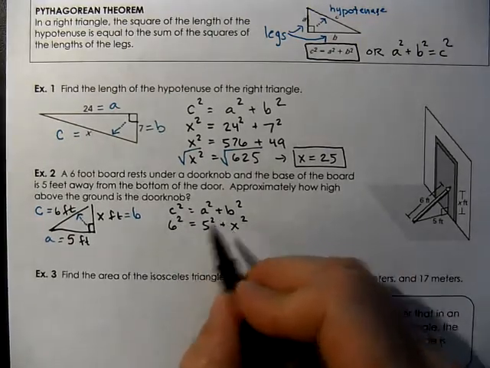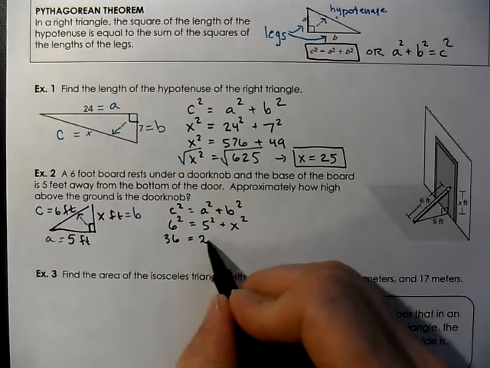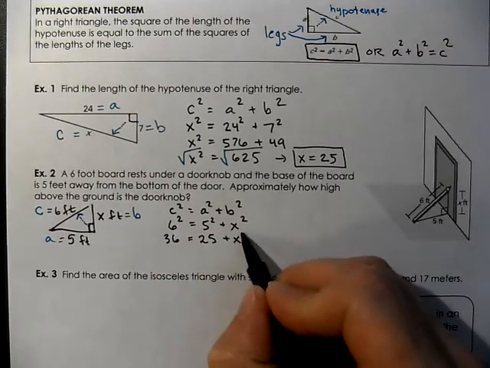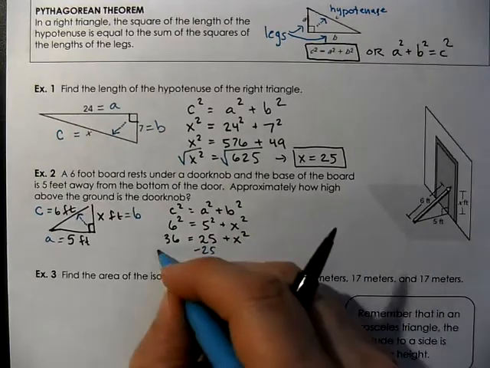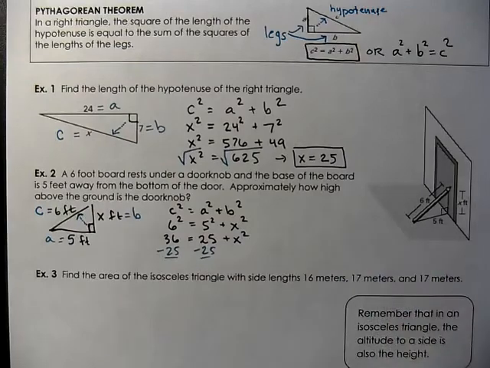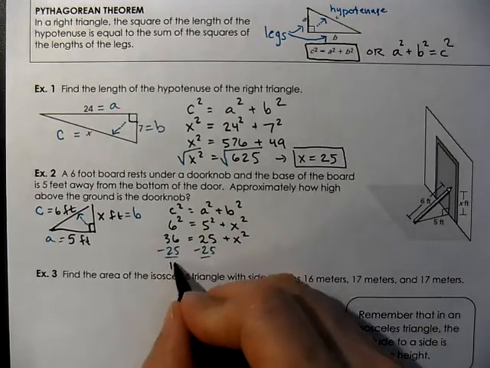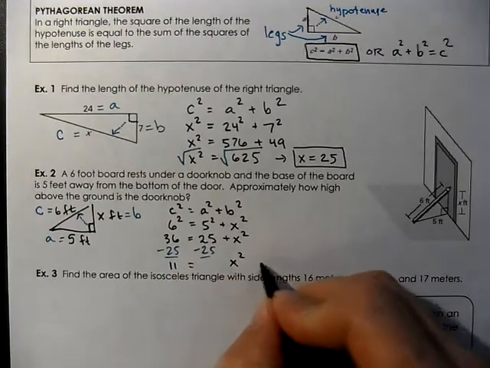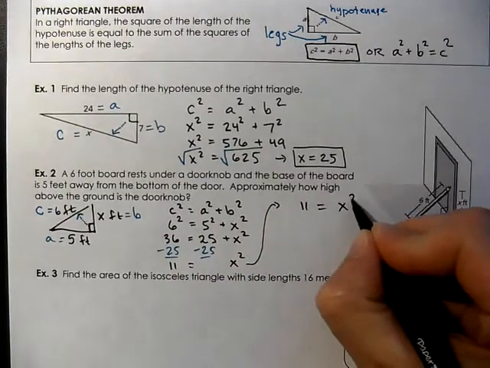Let's square each of these terms. 6 squared gives me 36. 5 squared gives me 25. I want to isolate the variable, so let's move all the constant terms to the left-hand side. And 36 take away 25 is 11. And so what I have right now is 11 equals x squared.